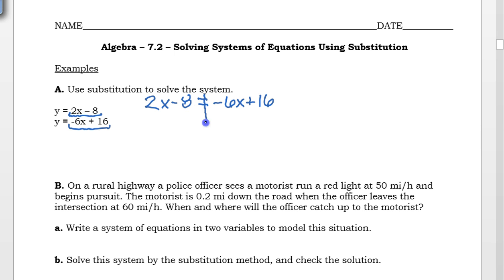So I like to start by combining my x terms. I see a positive 2x on the left side and a negative 6x on the right side. My advice is to get rid of the smaller first. So since negative 6 is smaller than positive 2, I will get rid of the negative 6 by adding 6. I will add 6x to both sides of the equation.